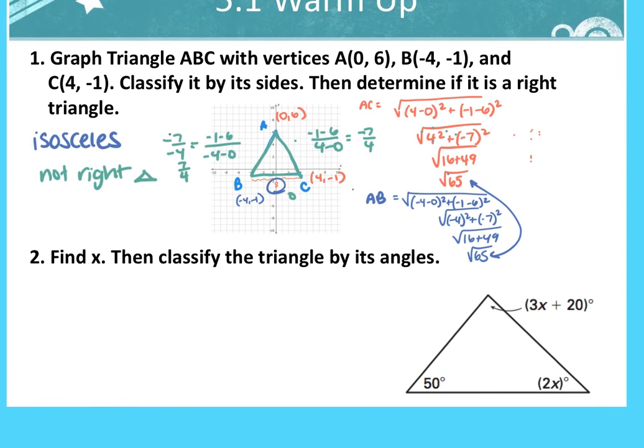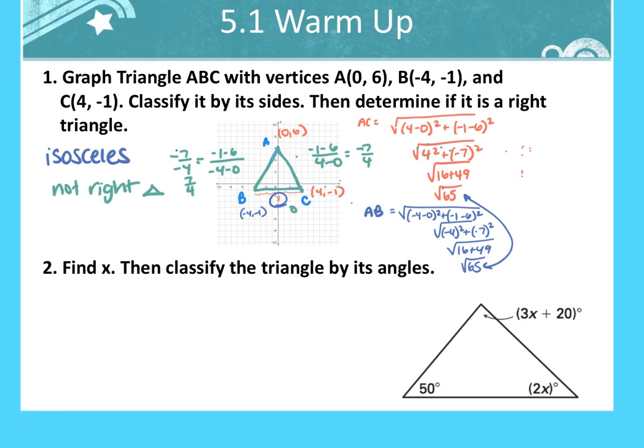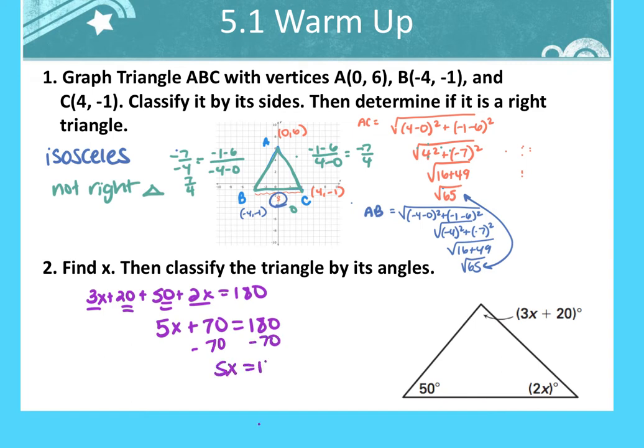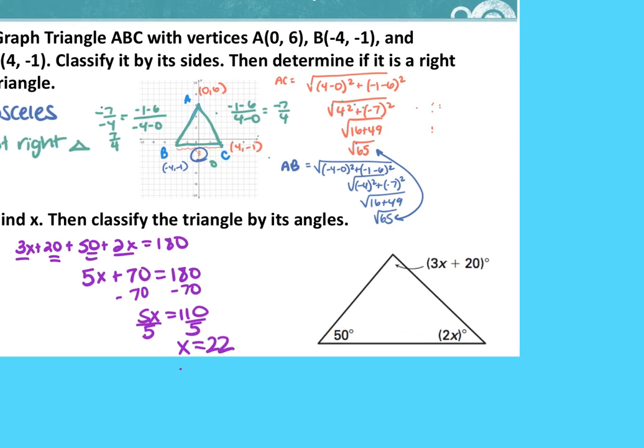Number 2 says find x and then classify the triangle by its angles. So I know the sum of these 3 angles add up to 180. So I'm going to do 3x plus 20 plus 50 plus 2x equals 180. Combine my like terms. So 3x plus 2x is 5x plus 20 plus 50, which is 70, equals 180. Subtract the 70 from both sides. 5x is 110. Divide both sides by 5. And x is 22.